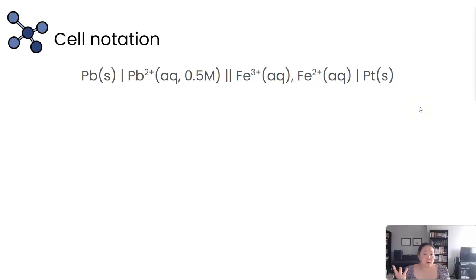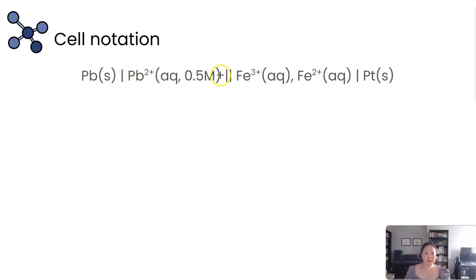Now, another thing to go over is the fact that if you need to describe a cell, you're going to have the anode, you're going to have the cathode, and then you have all the different components to it. There is an easier and much simpler way to talk about all of that information, and that is cell notation. So in cell notation, you're going to be talking about both the anode and the cathode and what it's all made of.